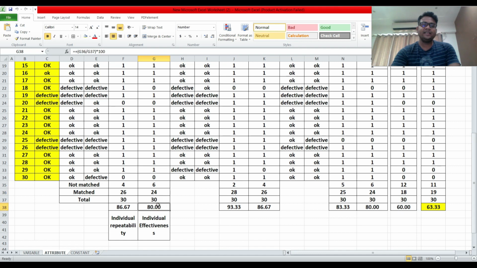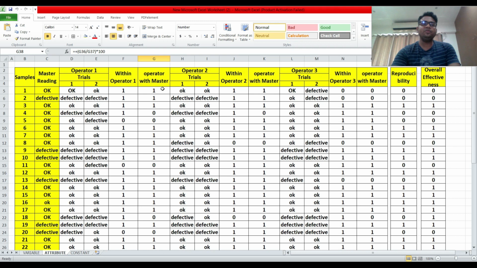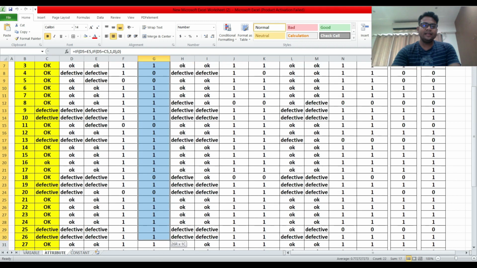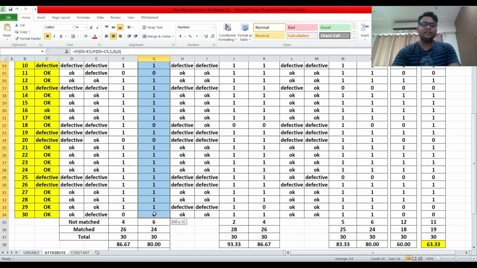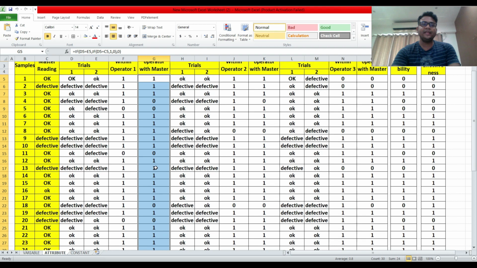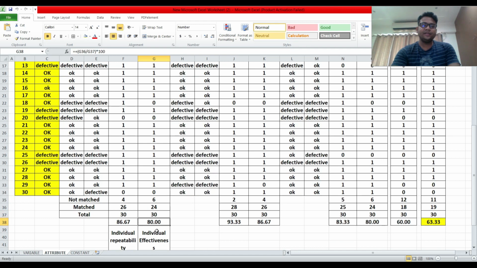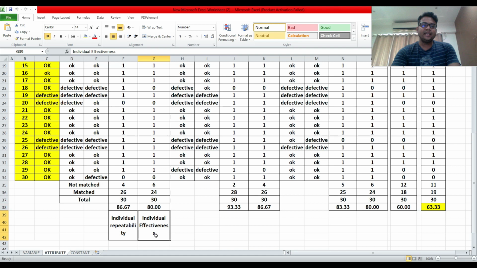That percentage is called individual effectiveness. It means how effectively he has measured the samples, the percentage of his effectiveness. Here in this case it is 80%. So 24 divided by 30 into 100 will be 80. It means that effectiveness is 80%.